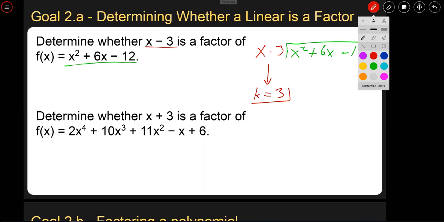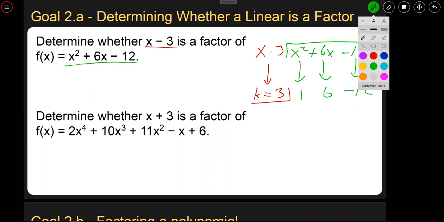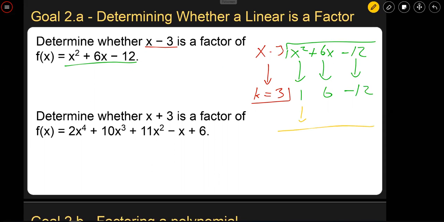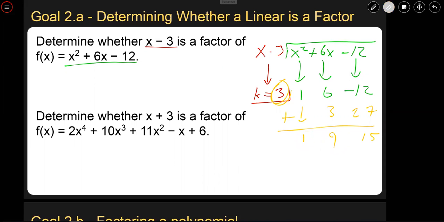And if k equals 3, then I can bring down all these coefficients also. x squared is 1. 6x is 6. Negative 12 stays negative 12. And I can just burn through my synthetic division very quickly. Bring the 1 down. 1 times 3 is 3. 6 plus 3 is 9. 9 times 3 is 27. And then if I add those together, negative 12 plus 27 is positive 15. And at that point, I'm done with my synthetic division. I've got my quotient, and I've got my remainder.